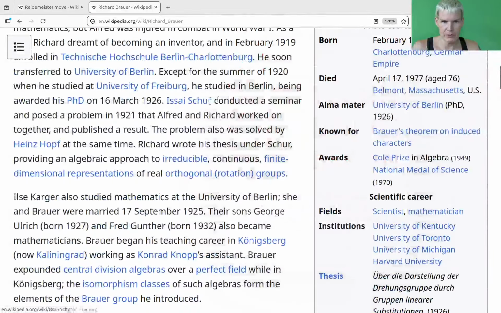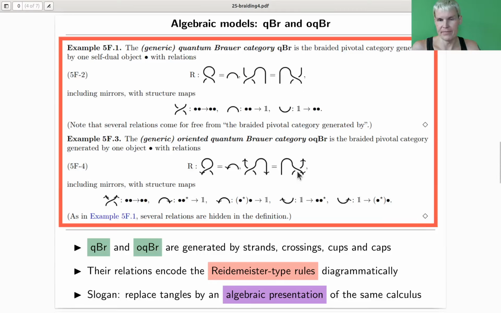But he worked, for example, with Schur on various forms of representation theory. In this case, the Brauer category usually describes representations of orthogonal groups. But there's this version, which I call the quantum Brauer category. The quantum really just means we take care of crossings. And here's the relation I was trying to draw. And this is our Reidemeister move. And all of the other relations are already kind of built into the quantum Brauer category, because it's braided and pivotal. It's a very, very efficient description.